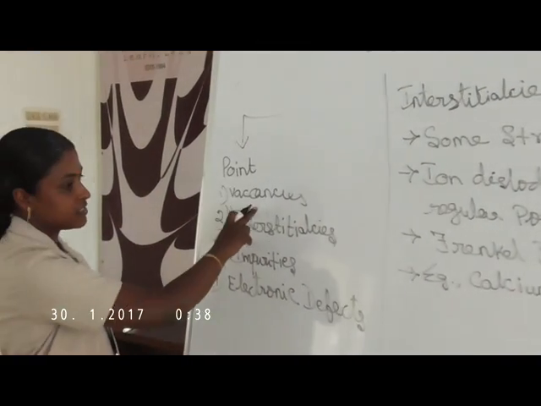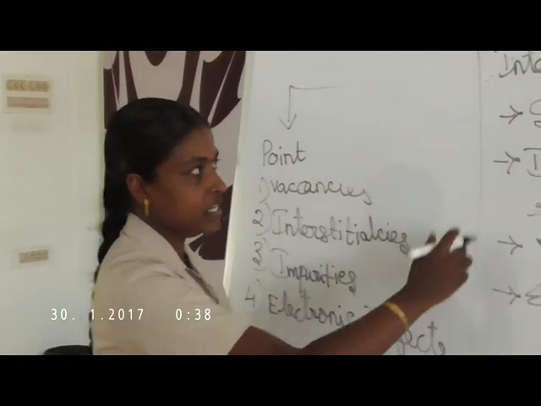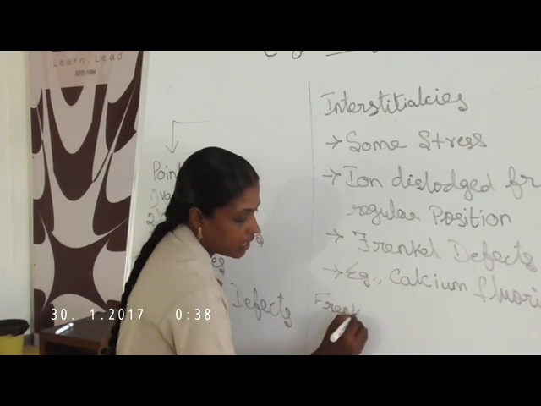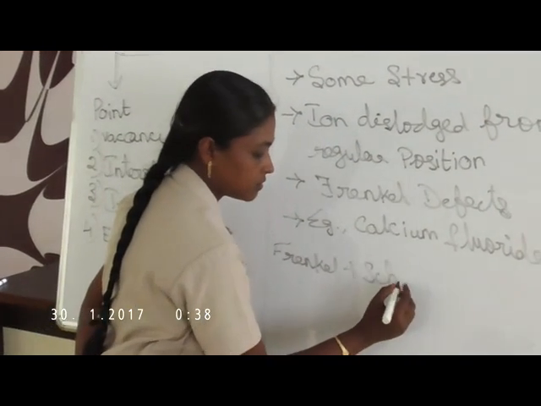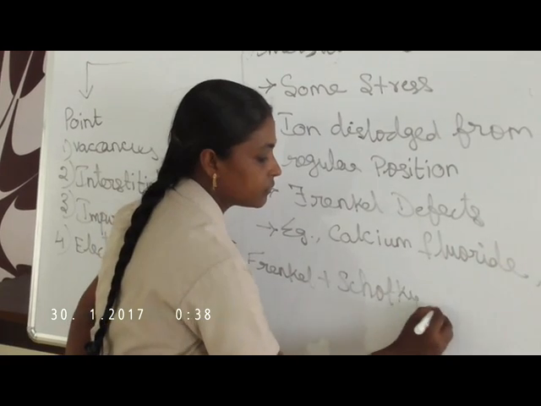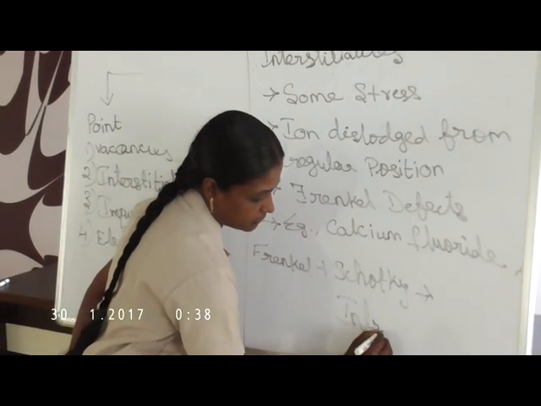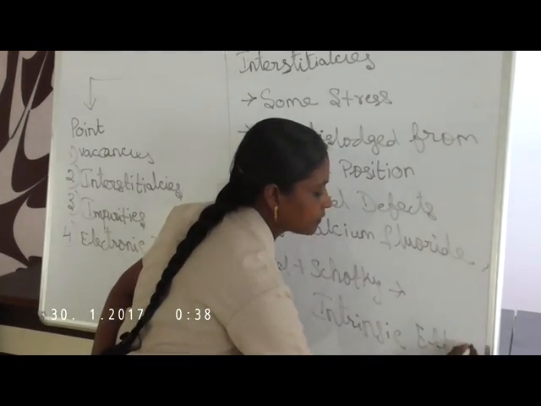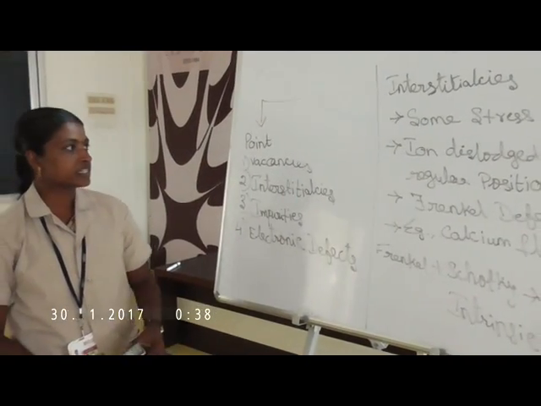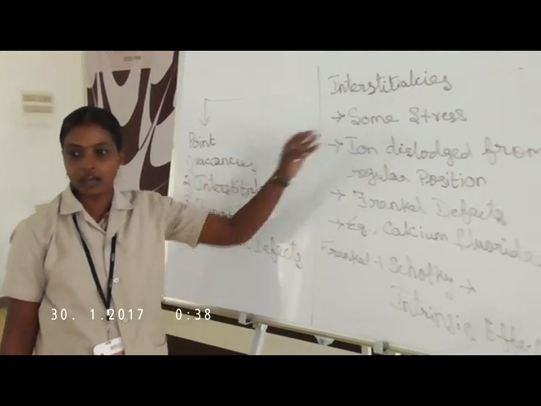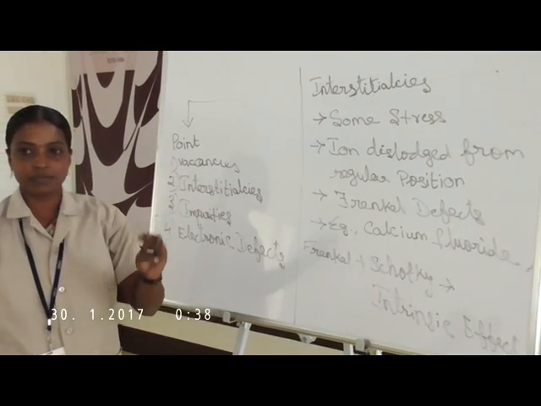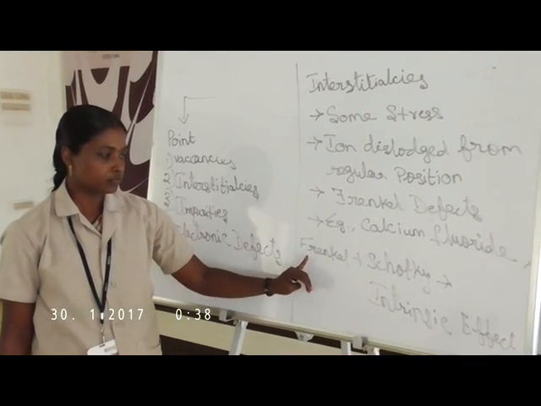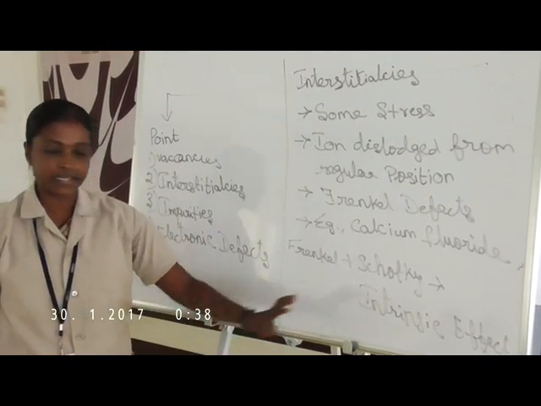In vacancies, we saw the Schottky defect. In interstitials, we see the Frenkel defect. Both Frenkel defect and Schottky defect present in a crystal are called intrinsic defects. So interstitial means if we give some stress to an atom, that parent atom dislodges from its regular position. That is called a Frenkel defect. Example, calcium fluoride. Both are commonly called intrinsic defects.